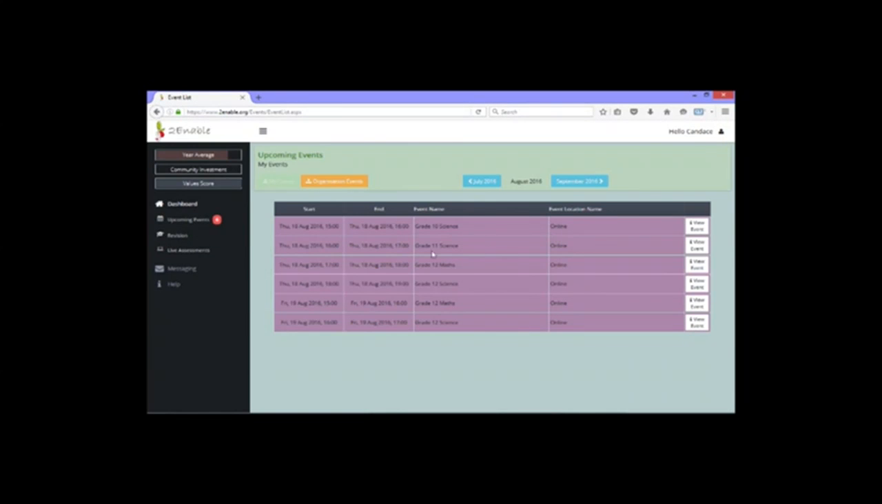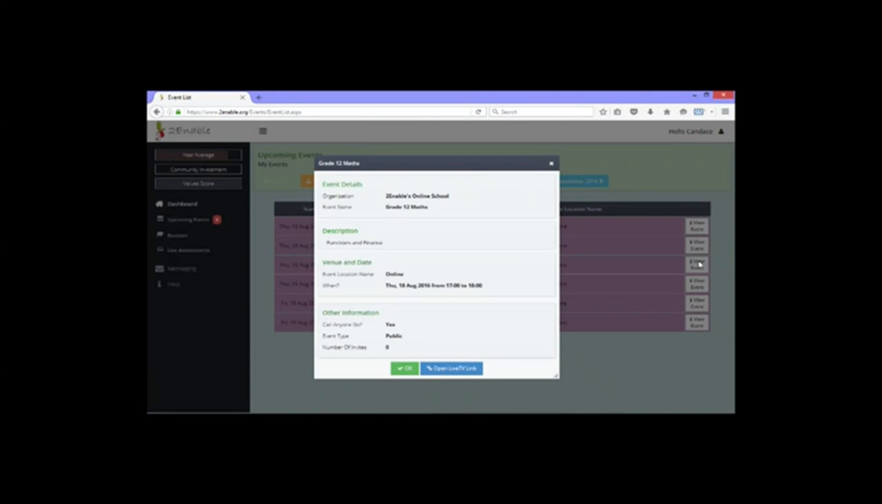And here we go. And here we are. Today's lesson, which is Grade 12 Maths Online, and you would click View Event. It says here Enable Online School. That's just the organization that we are. Grade 12 Maths, and this is the time. Don't worry about that. If you press OK, it just goes, okay, wonderful. But you're going to press Open Live TV link.